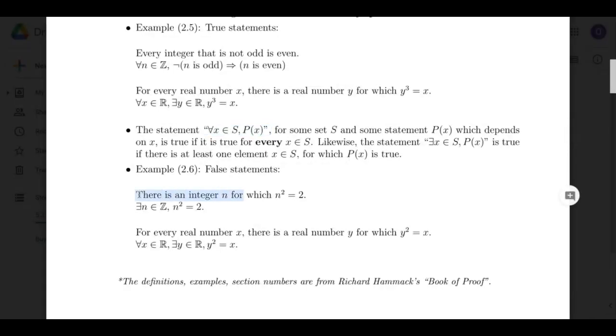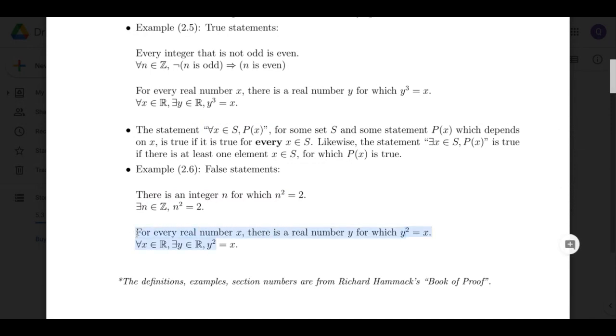Let's see this. There is an integer n for which n squared equals 2, which is a false statement, right? If we use quantifiers, we write: there exists an n in the integer set such that n squared equals 2.